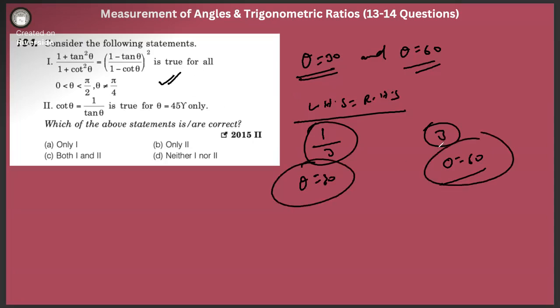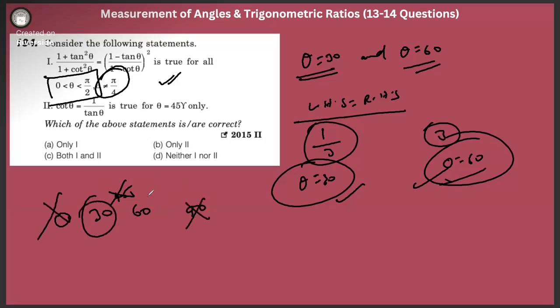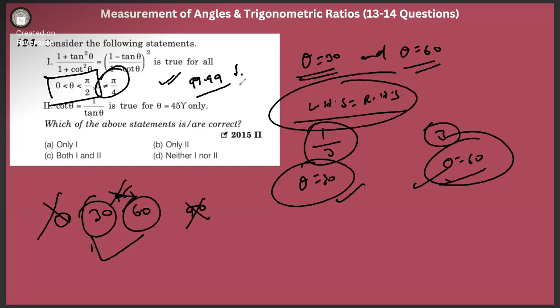At theta equal to 30 and theta equal to 60, since the only known values between 0 to 90 are 0, 30, 60, 45 and 90, and they have already declared theta is not equal to 45, it is already clear that theta is not equal to 0 and 90. Only 2 options remain, so we checked 30 and 60. It came out to be LHS equal to RHS, and that is why we concluded with 99.99% accuracy that this is correct.